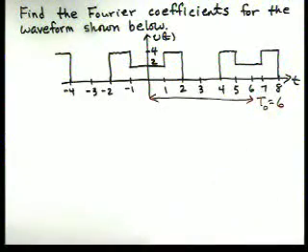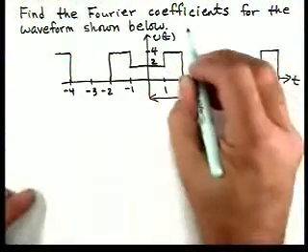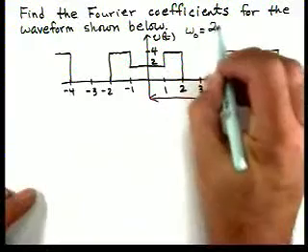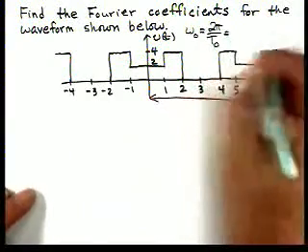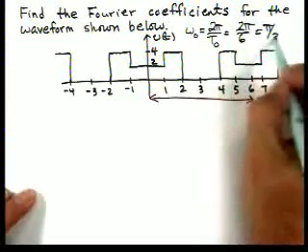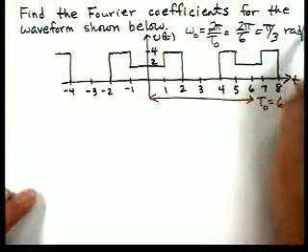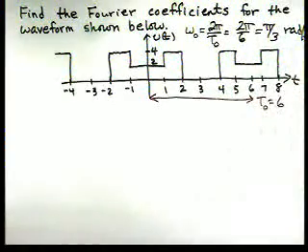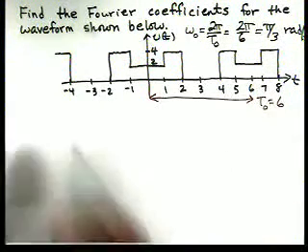So omega naught is 2 pi over T naught, which is 2 pi over 6, or pi over 3 radians per second. So now we need to proceed to do our calculations.